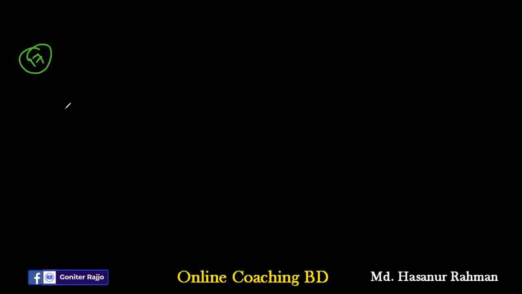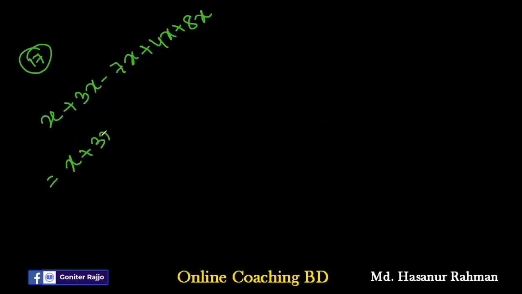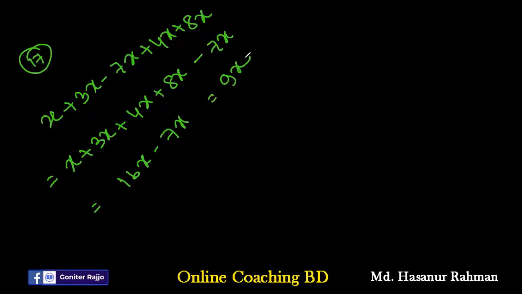Number 17 is simplify x plus thrice x minus 7x plus 4x plus 8x. Now we have to simplify this one: x plus thrice x plus 4x plus 8x. Now we have to subtract 7x from the result. So 8 plus 4, 12, 12 plus 3, 15, 15 plus 1, 16x minus 7x. If we subtract 7x from 16x, we'll get 9x. And that is the solution of number 17.